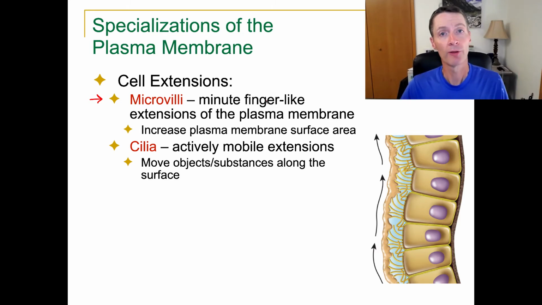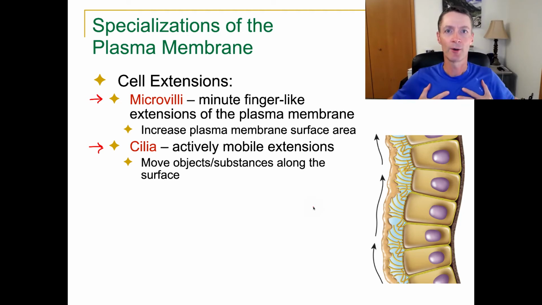Now, there are also other finger-like extensions that are kind of like microvilli, but they actually are motorized, okay? They actually actively move things around. They're actively mobile, and they move objects and substances along the surface. So here we see this image on the right of these, which are called cilia. And where do we find cilia? Well, a couple different places. We find them in your trachea, on the inside of your air pipe. There's a lot of mucus in there, and the one thing we don't want is all that mucus to get down into our chest cavity, right? Our lungs.